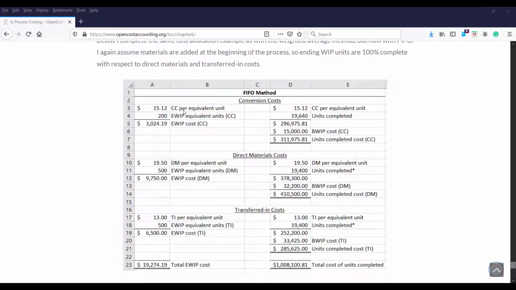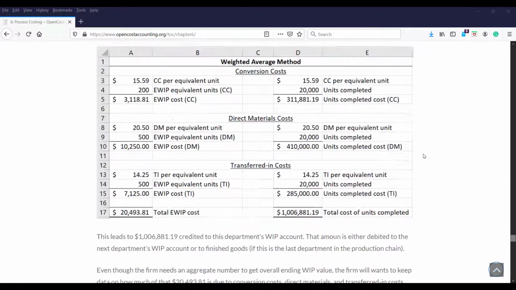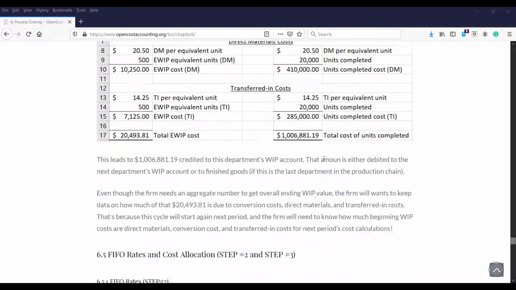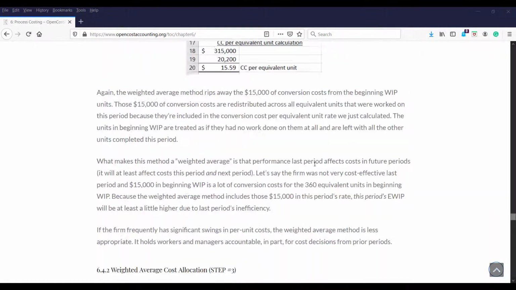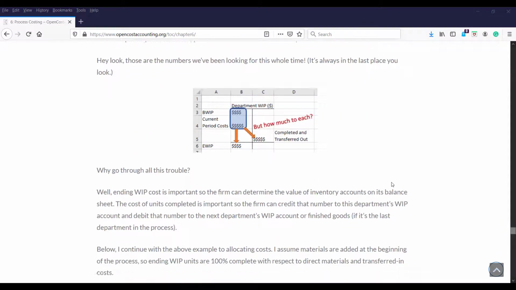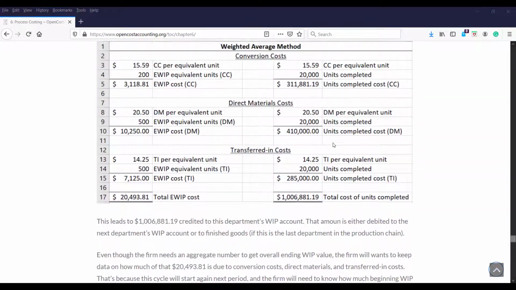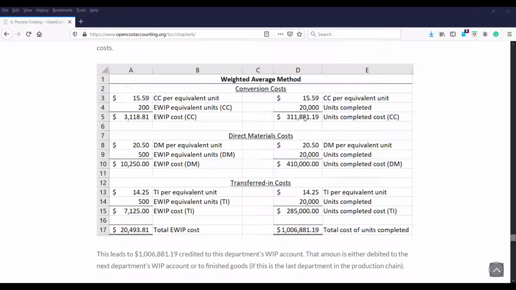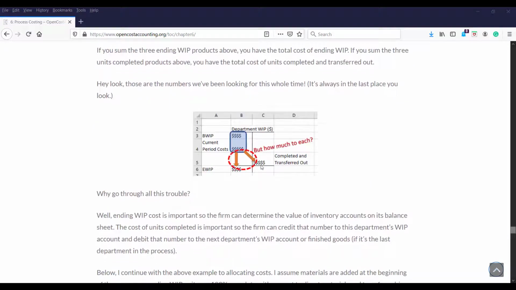We have a rate. It's the same as over here, same rate. We have units completed. Now this is modified. This is a modified units completed number from what we had before. Under weighted average, we just took our units completed that we saw on the calculation. We said, we have 20,000 units completed, so then those are the units that we need to multiply our rate by to get the amount of cost in that cost category that go over to the credit side of the department WIP account.